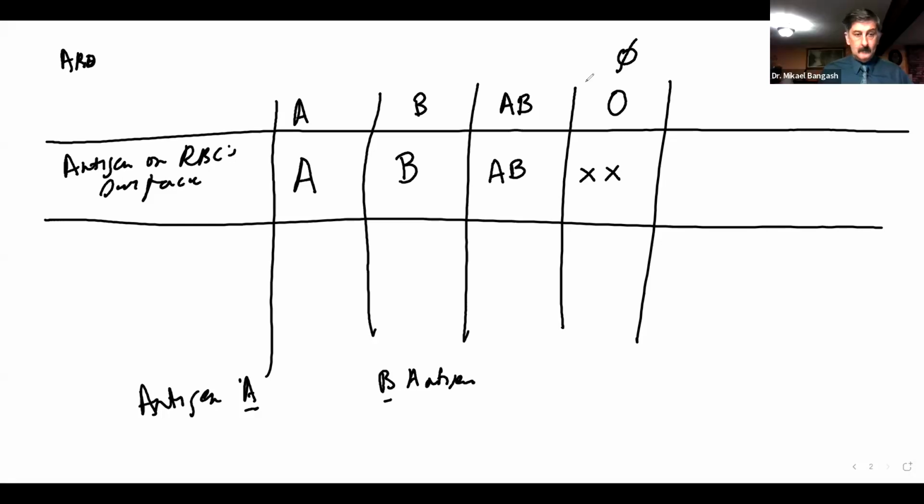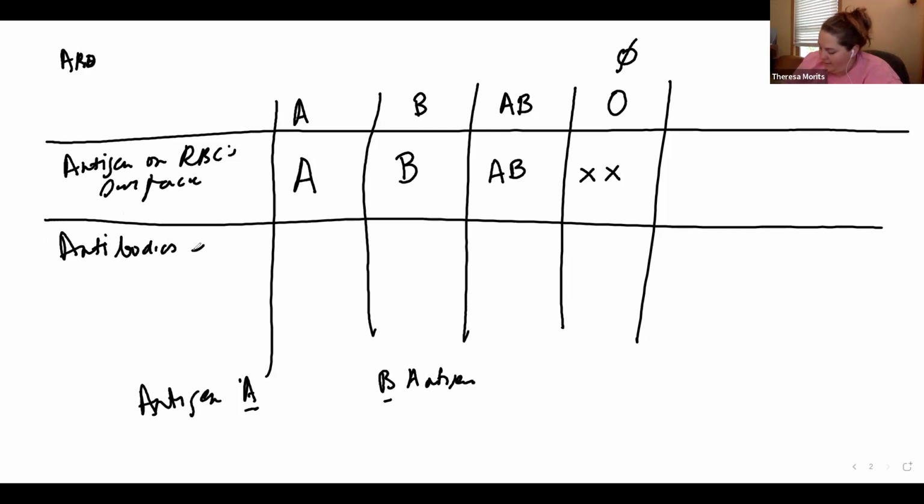Now, guys, you had antigens on the RBCs. Now, these again, you're going to be antigens that you are going to be born with or without. Now, what we also have is going to be antibodies. Now, antibodies, where do we find antibodies? In the plasma. So, antibodies in the plasma.